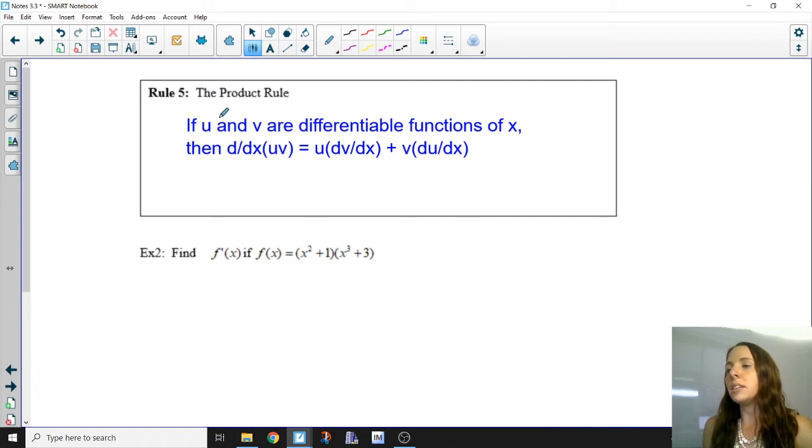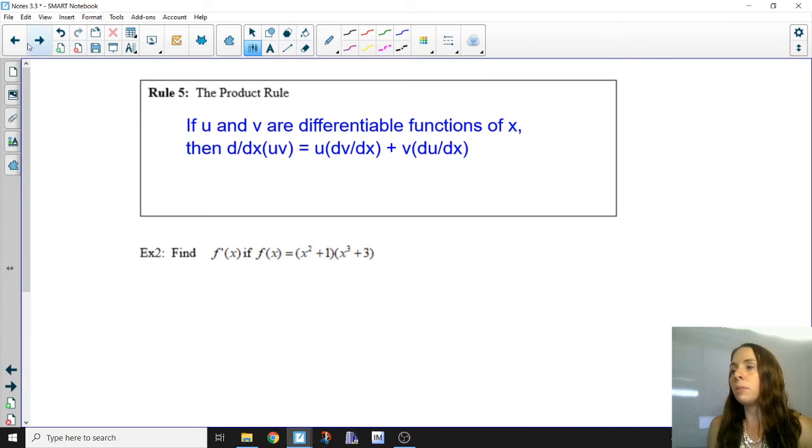The product rule says, if U and V are differentiable functions of x, then the derivative of U times V, that's what you're looking at right here, is equal to the U function, this just means U, times the derivative of the V function, plus the V function times the derivative of the U function. That's what your product rule says.